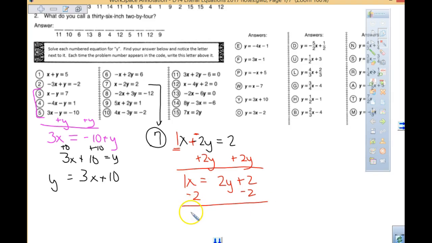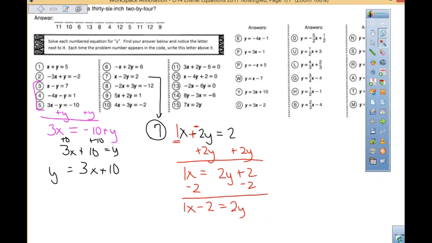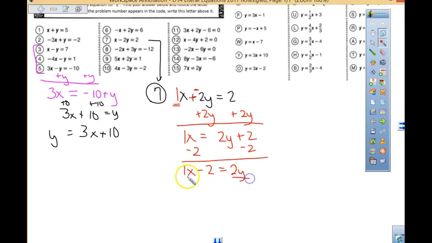So if I do that, Jaden, what am I going to get here? So if I have 1x minus 2, I'm going to keep the 1x and just minus 2. What do I have left on the other side of the equal sign? 2y. And now, Haley, I'm going to do what? Divide everything by 2.